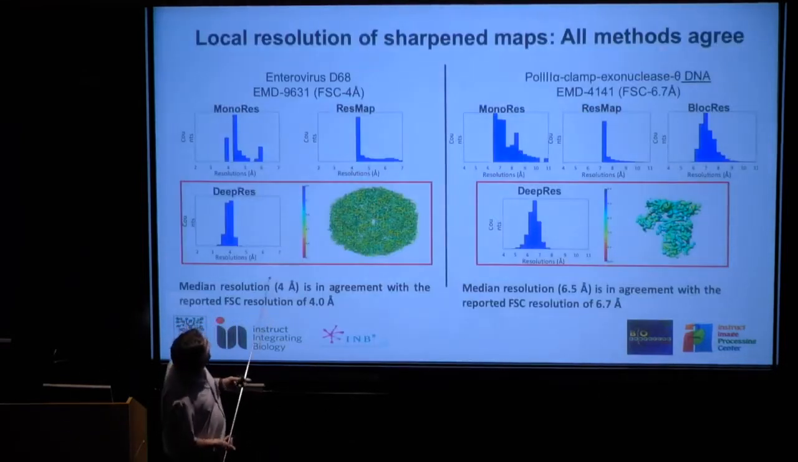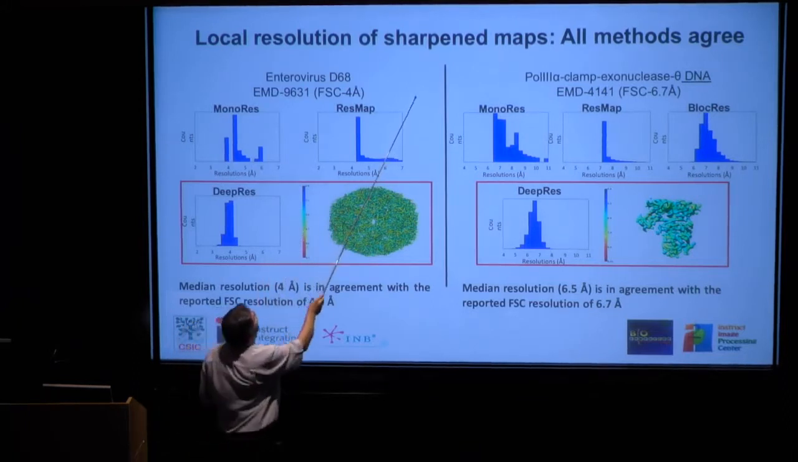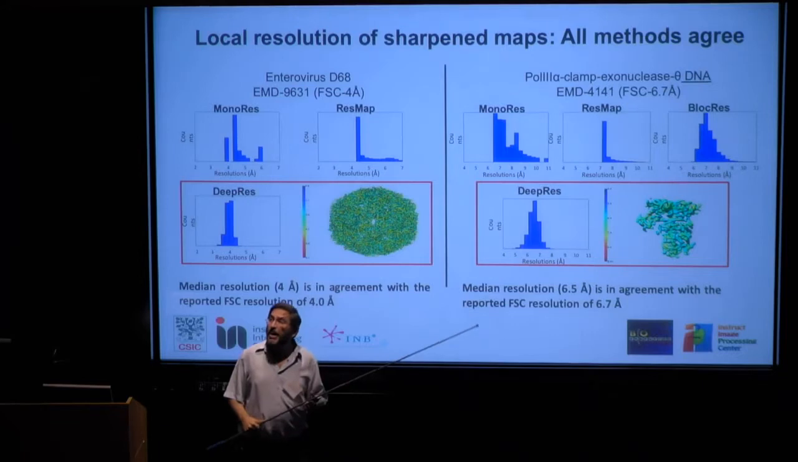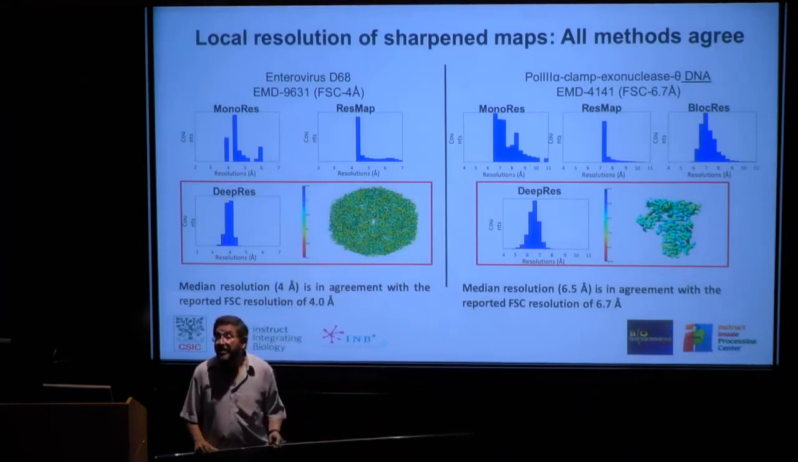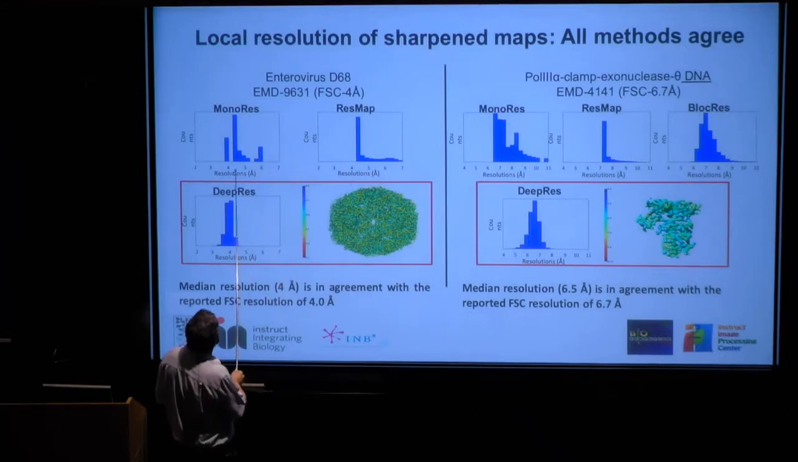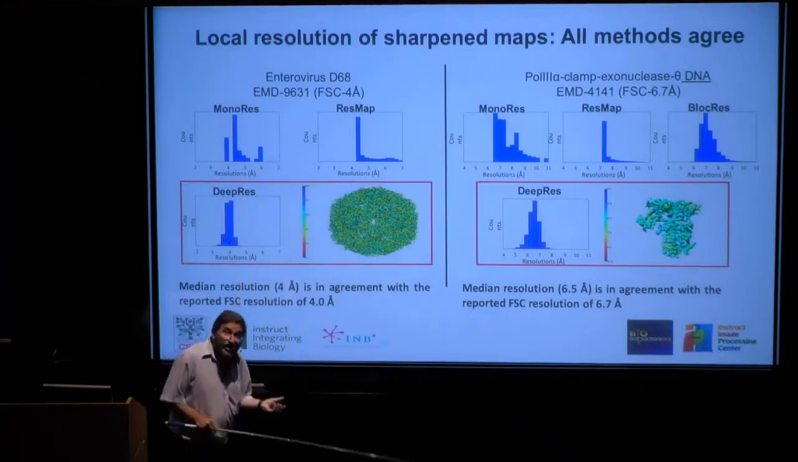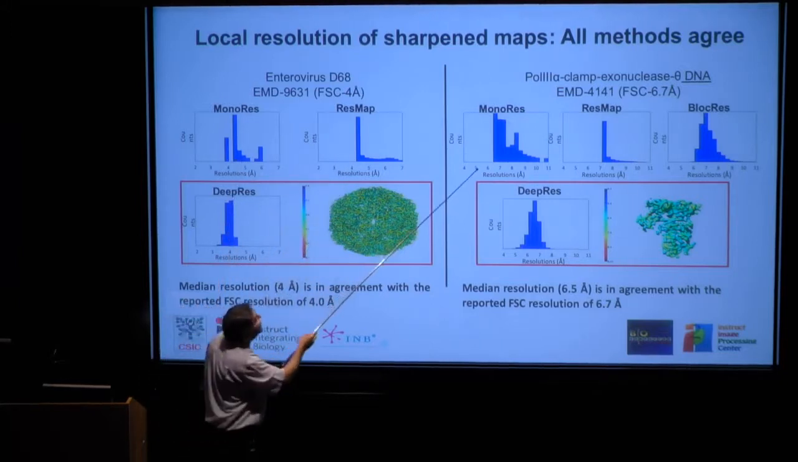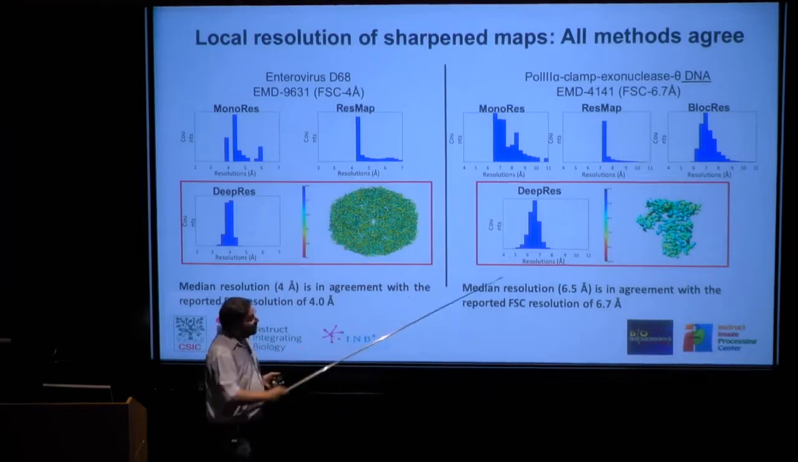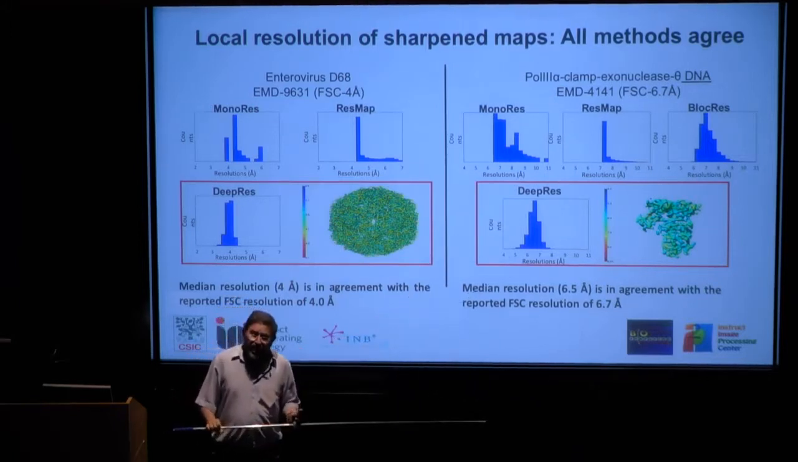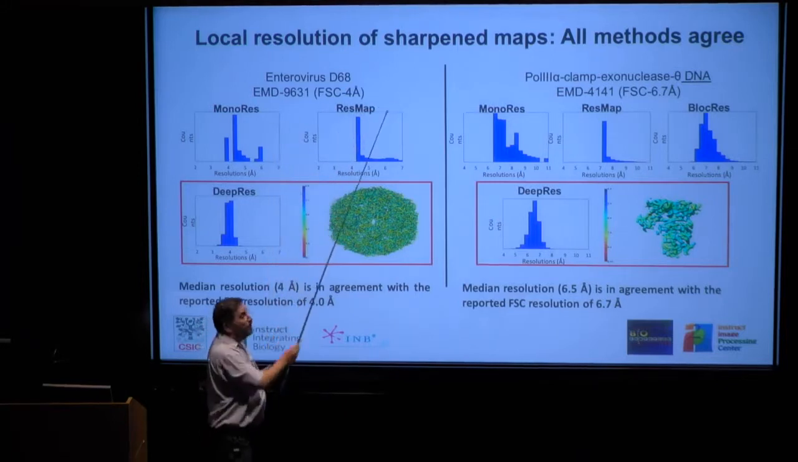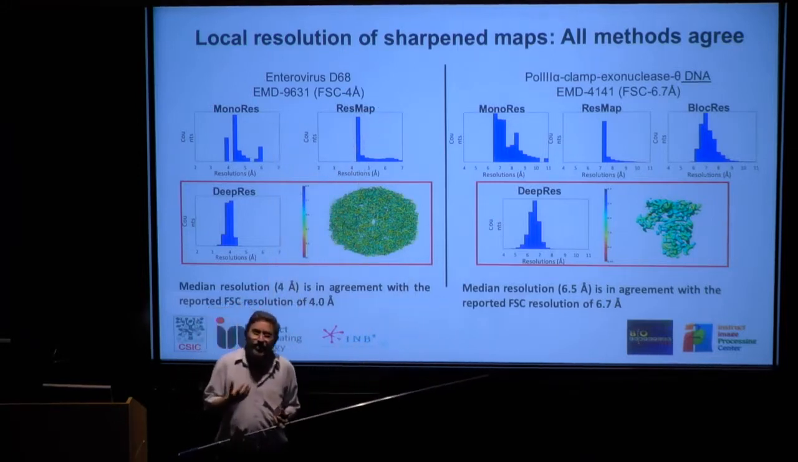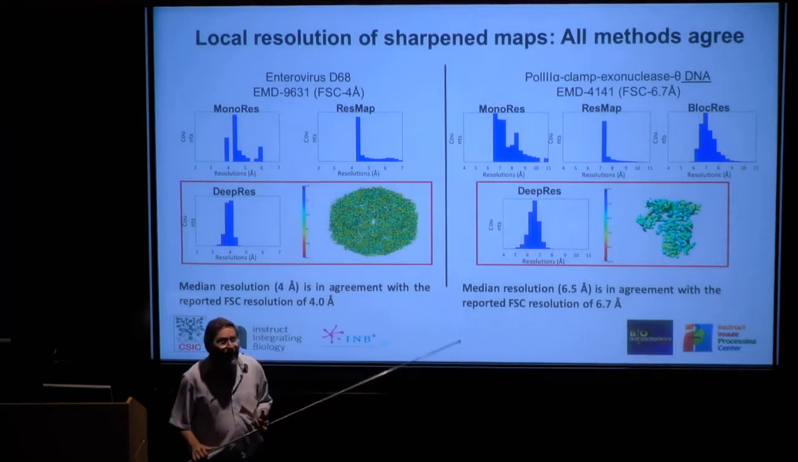I mean, things are working in situations where they should be working. In fact, we went to study a number of sharpened maps, and we found what we expected. We found that all methods were giving you about the same result. So for this particular virus, ResMap, monoRes, they were telling you something around 4. Something the same for other structures at a low resolution. And this was for sharpened maps, so for maps where I have done some B-factor enhancement.